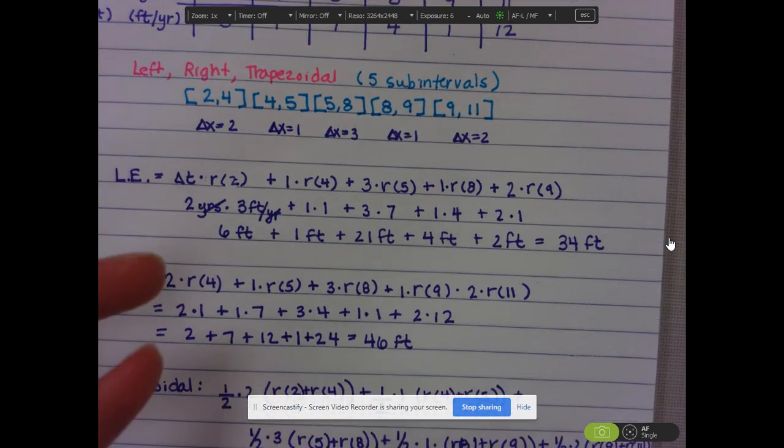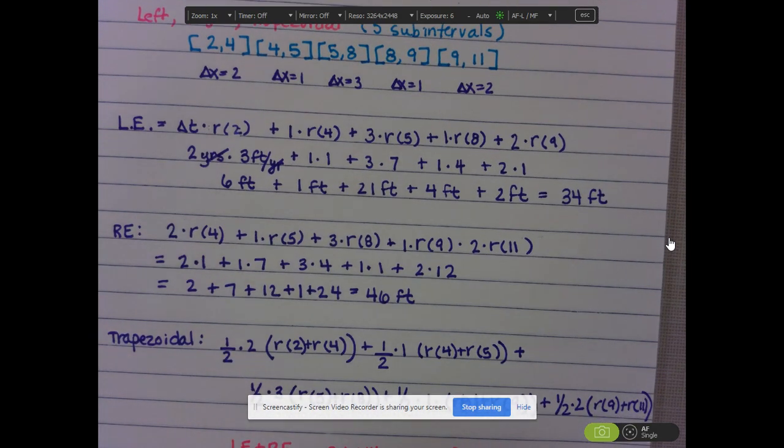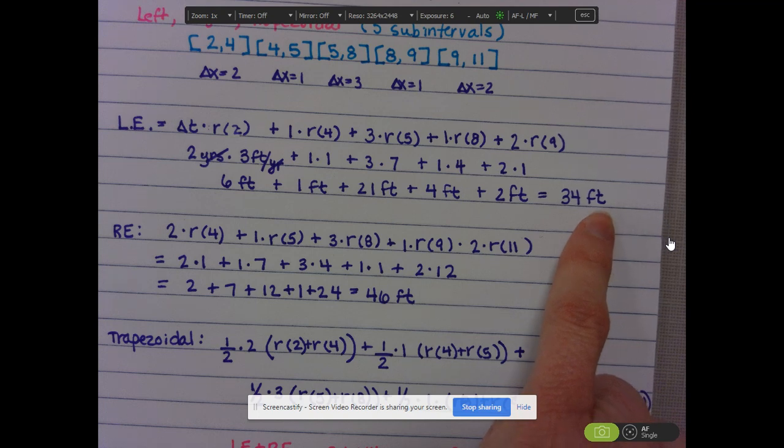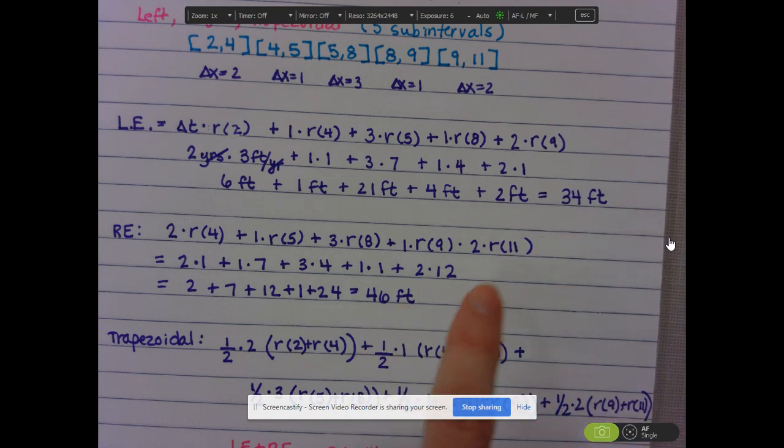Right endpoint, left endpoint are the same thing. A little bit of difference on this one is, again, understanding what your units are. Units are ridiculously important when we get into word problems, and they should definitely not be ignored.